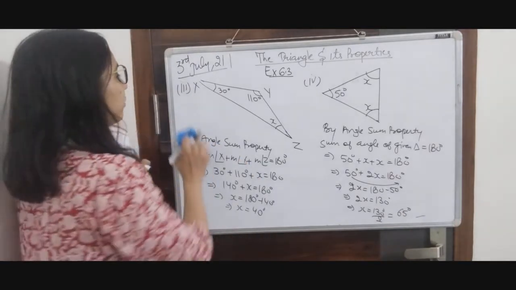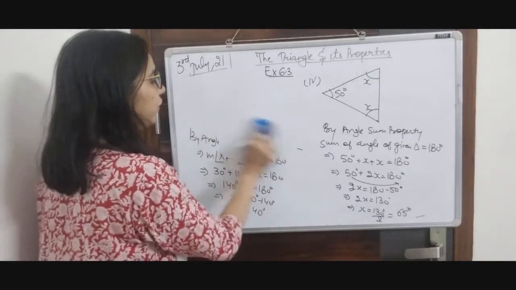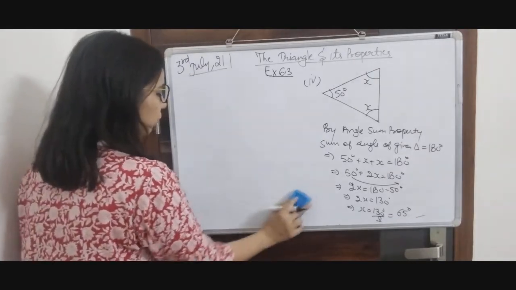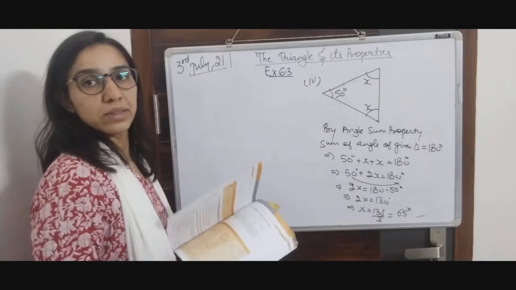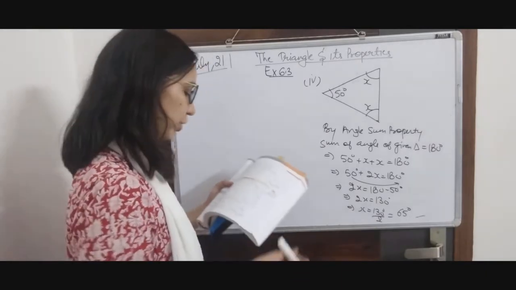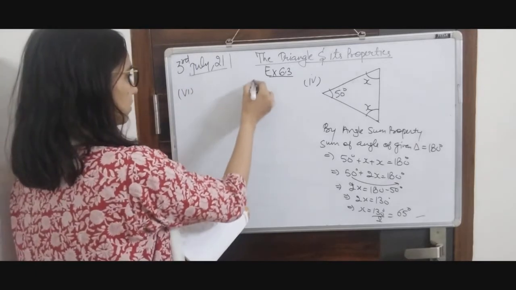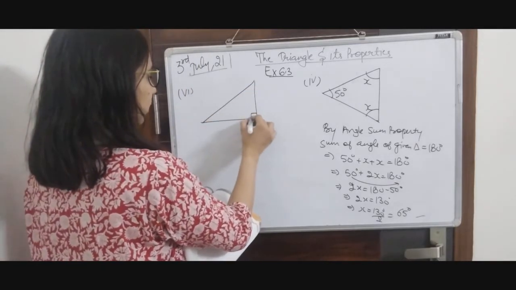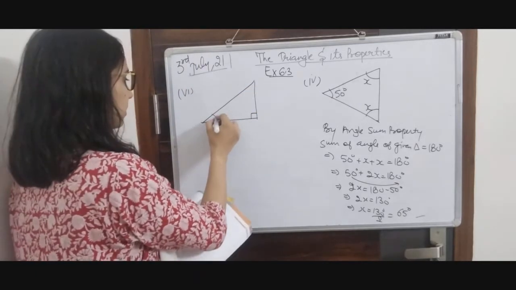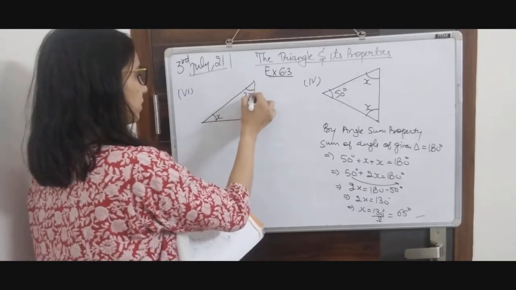Now fifth is an equilateral triangle in which all angles are equal. You have to do it by yourself. I am going to do sixth part. In sixth part we have a triangle like this. This is like this, and this is 2x.